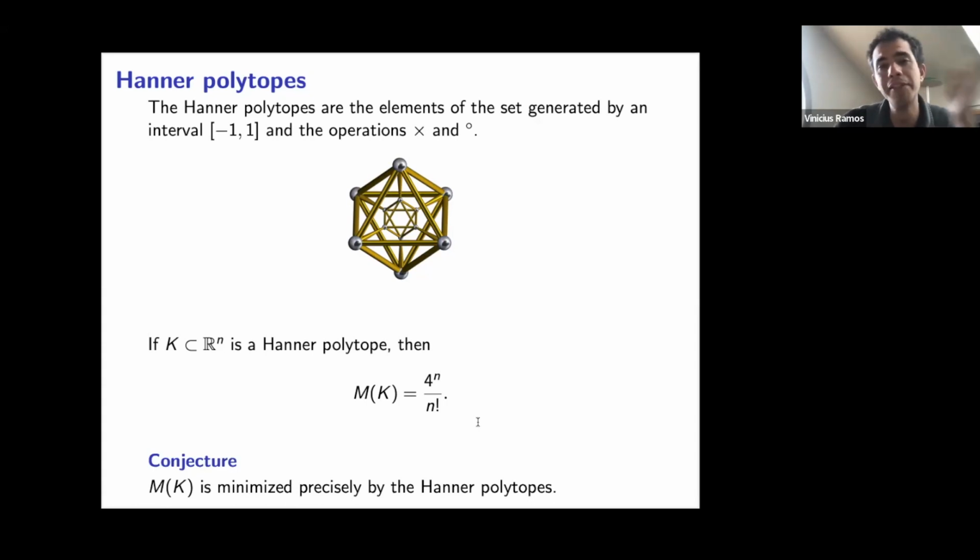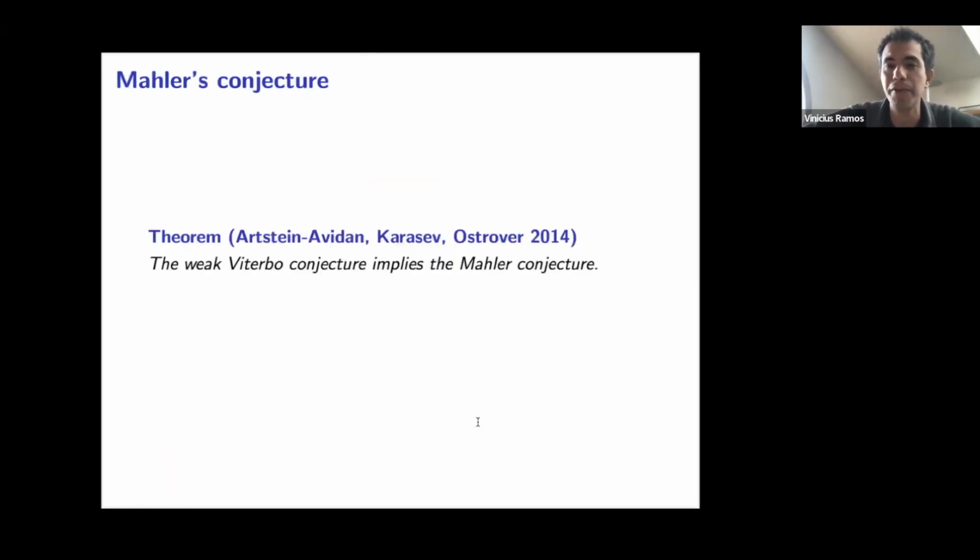Okay, so why am I talking about the Mahler conjecture here? I'm talking about it because it's related to the Viterbo conjecture by this very beautiful result by Artstein-Avidan and Ostrover. In 2014, they showed that the weak Viterbo conjecture, so the Viterbo conjecture just for the minimum action, implies the Mahler conjecture. So we have that the Viterbo conjecture implies the weak Viterbo conjecture, and that implies the Mahler conjecture.